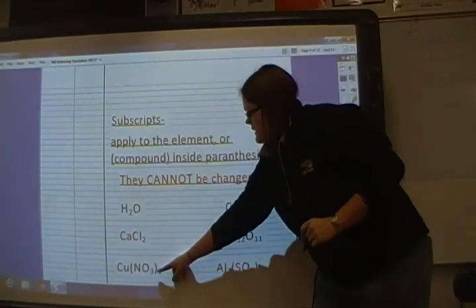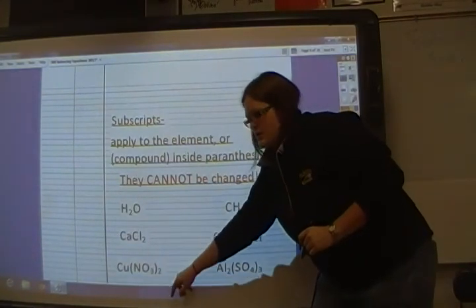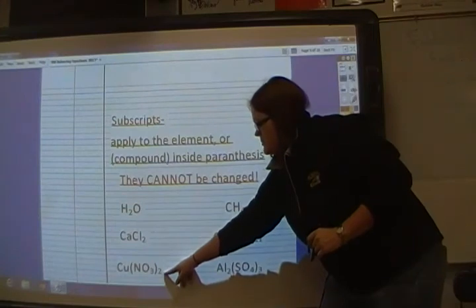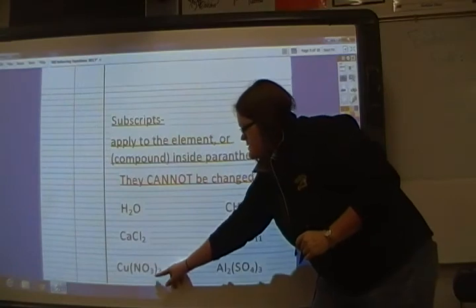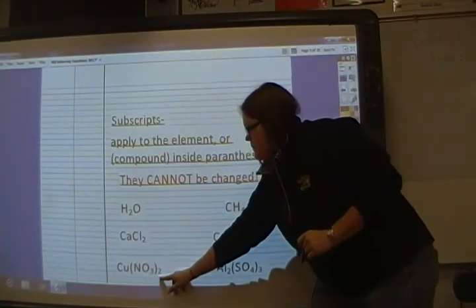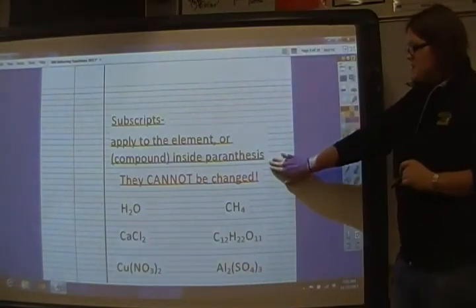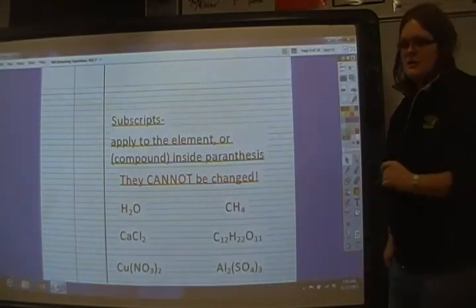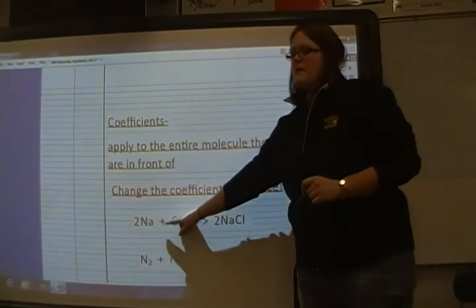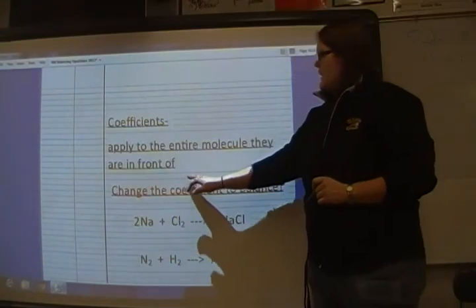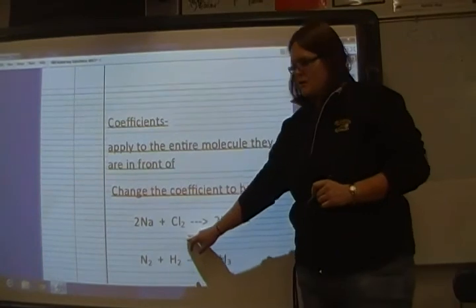Here down in this one, we have a 3 on the oxygen that only applies to the oxygen. However, this 2 outside the parentheses applies to both the nitrogen and the oxygen. So we would have 2 nitrogens, but we would have 6 oxygens. Again, subscripts cannot be changed when you're balancing equations. Coefficients, the numbers that we put in front of elements, can be changed. These are the numbers that we add to balance these chemical equations.